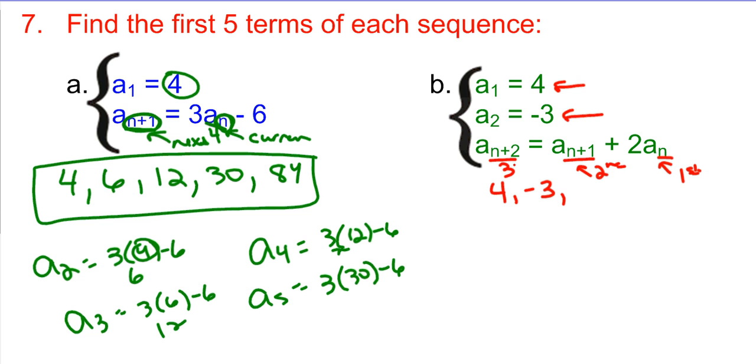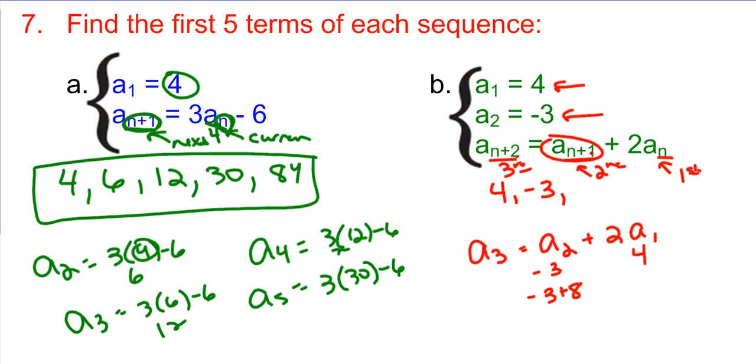This is how you would find the third term. See how they're just adding one every time? So to find the third term, to find A3, I would take A2 plus 2 times A1. So our A1 is 4, and our A2 is negative 3. So this would be negative 3 plus 8. So my third term is 5.